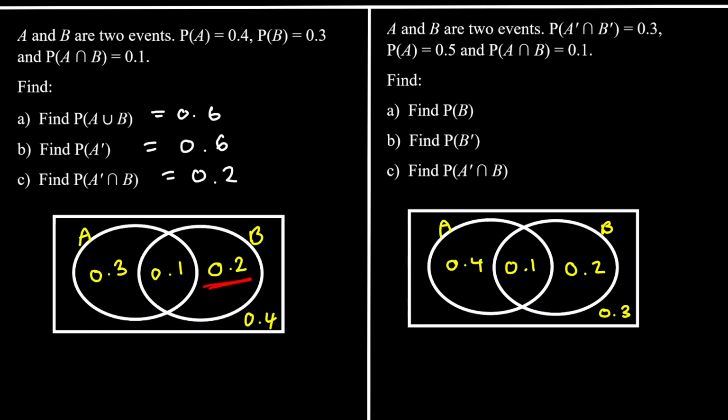So find the probability of B. 0.1 and 0.2 is 0.3. Not B must be 1 minus that, 0.7. Then we've got an intersection of not A and B. So it's got to be not A and B at the same time. That's the 0.2.